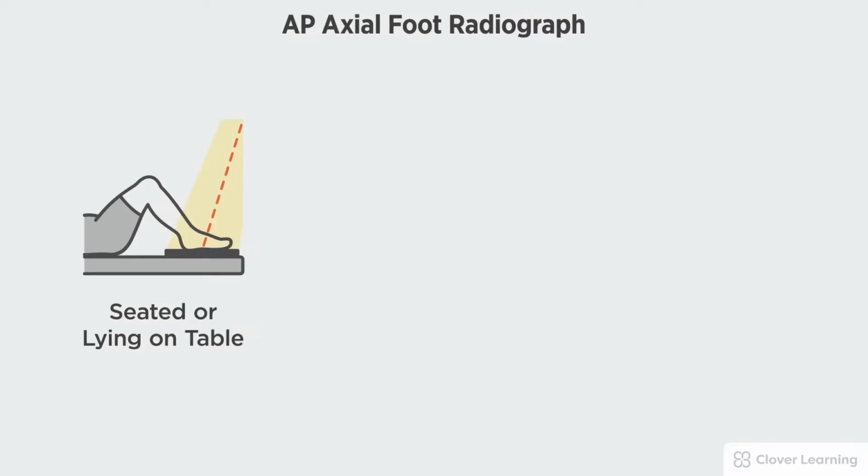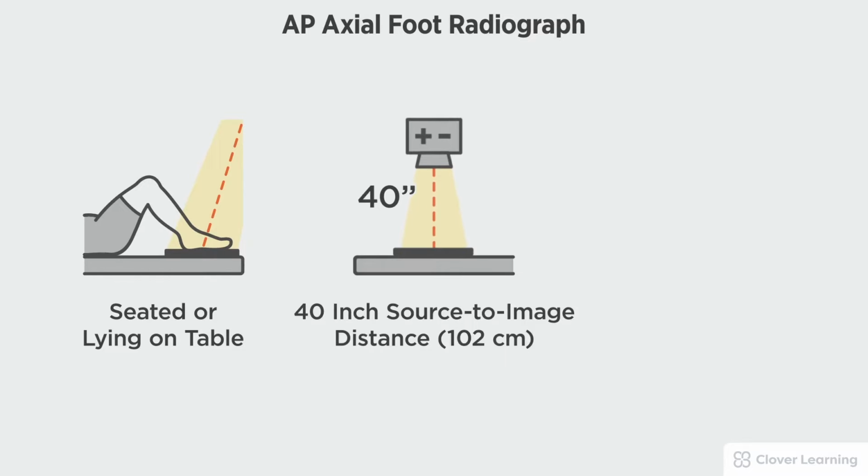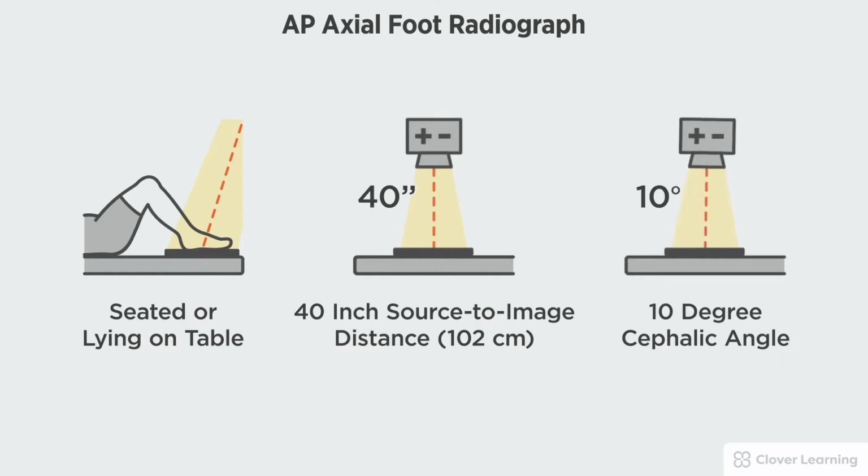In this view, we will be demonstrating the AP axial foot. The AP axial foot should be performed with the patient seated or lying on the radiographic table, with the image receptor placed tabletop, a 40-inch source-to-image distance, and a 10-degree tube angulation towards the heel.